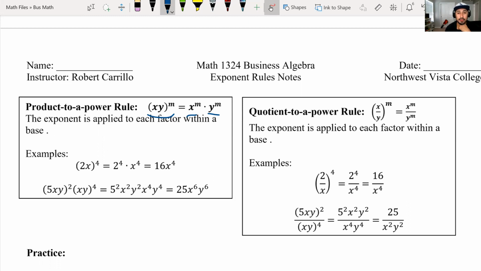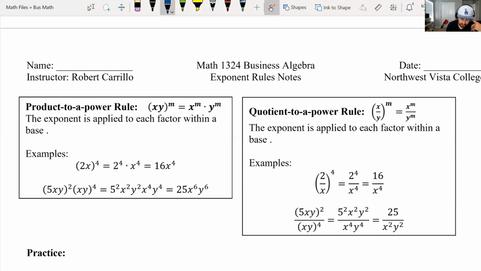Now, what students like to say is that, oh, you distributed the exponent. That is incorrect. We never distribute exponents. We raise each base separately to that power of m, whatever that power is. So we do not distribute exponents. But if it makes your life easier thinking that way, then sure, maybe you distributed the exponent, but I don't approve.